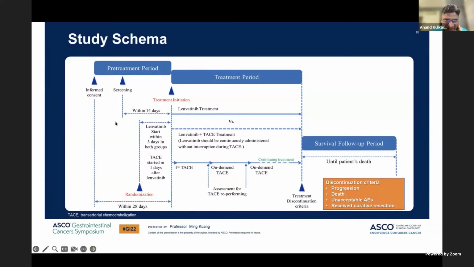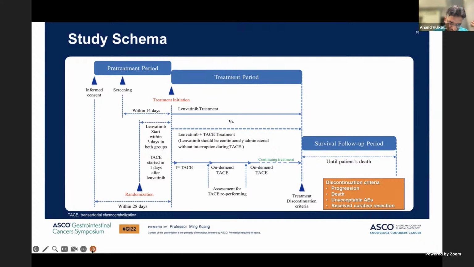Within 14 days of taking the consent, the patient was started on lenvatinib at least 3 days after taking the consent, and within 24 to 72 hours, the patient would undergo randomization. One group would undergo TACE, and the other group would only receive lenvatinib. So time to untraceable progression was the term coined by an article published in Gut, saying that the addition of tyrosine kinase inhibitors can improve the time to untraceable progression.